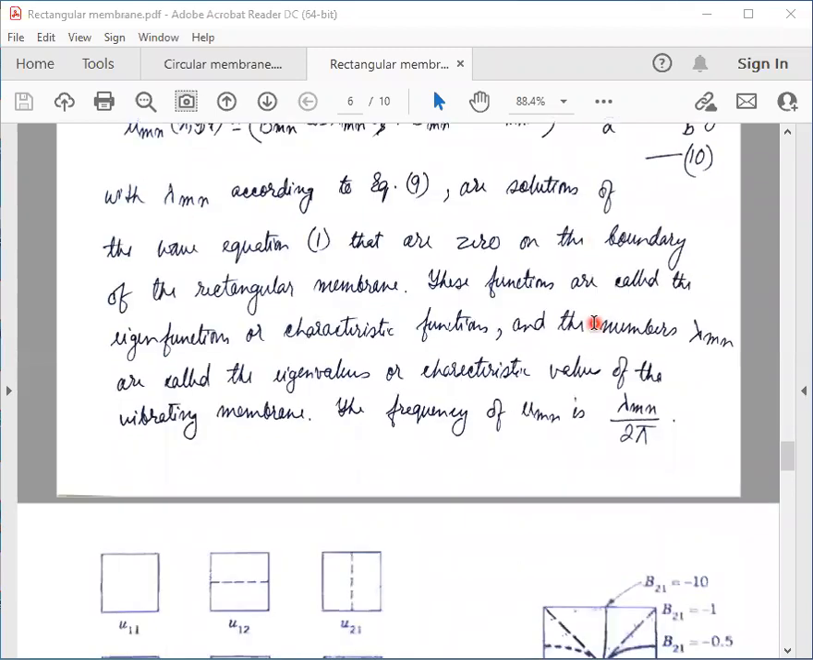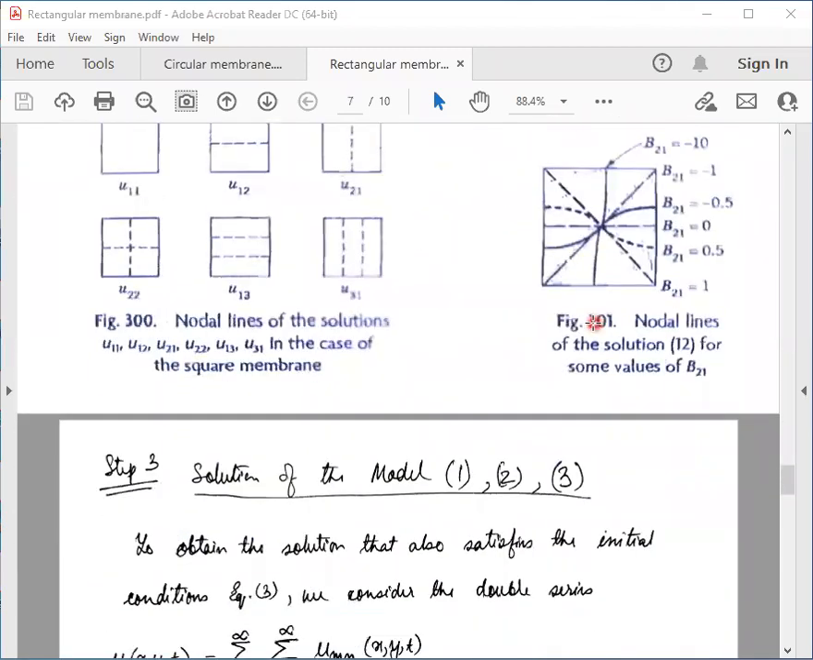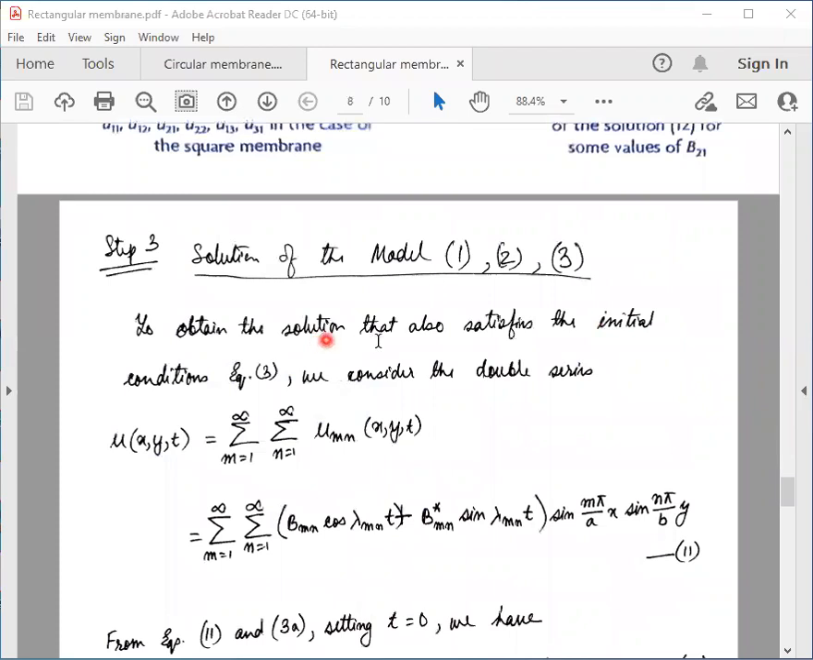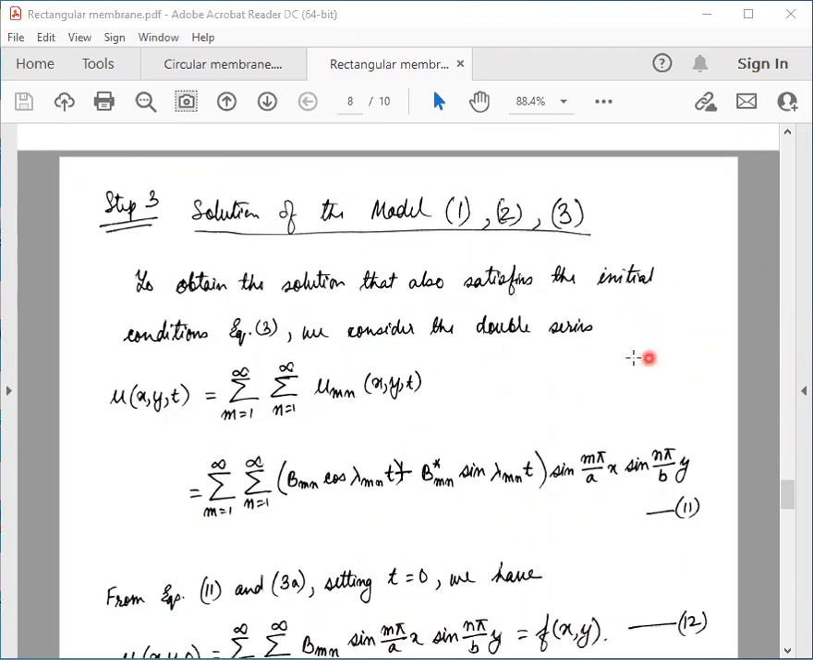Now what is the next step? The next step is to obtain the solution that also satisfies the initial conditions, which are given by equation number 3. To obtain such a solution, we consider the double series u(x, y, t), a double series in m and n, and substituting the value of umn from equation number 10, we get this particular series.